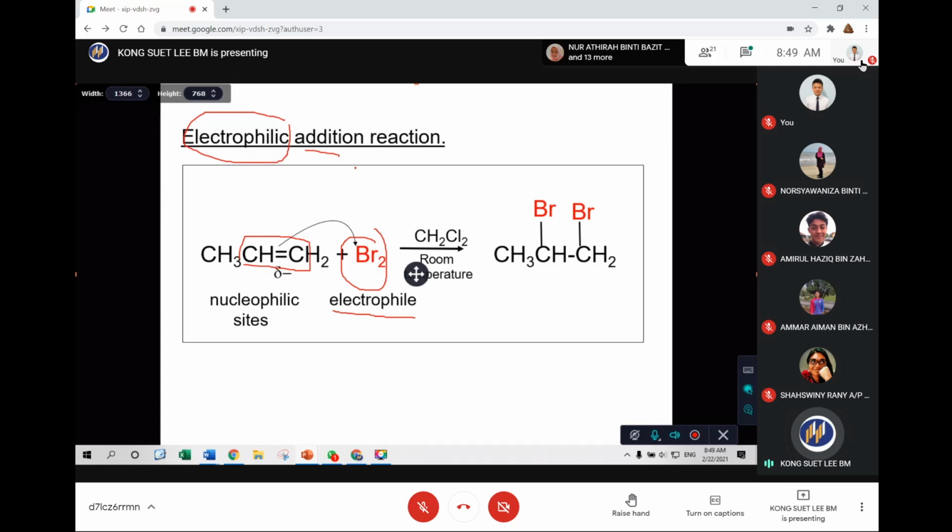But I want to ask you all, can you identify bromine is the electrophile? Boleh tak you terus nampak bromine je lah electrophile means low electron density. Okay, jadi dia lebih positif. Cannot, right? But you can identify the site. Site is easier. Double bond, carbon-carbon triple bond, benzene ring, nucleophilic site. Automatically electrophile is added. Okay.